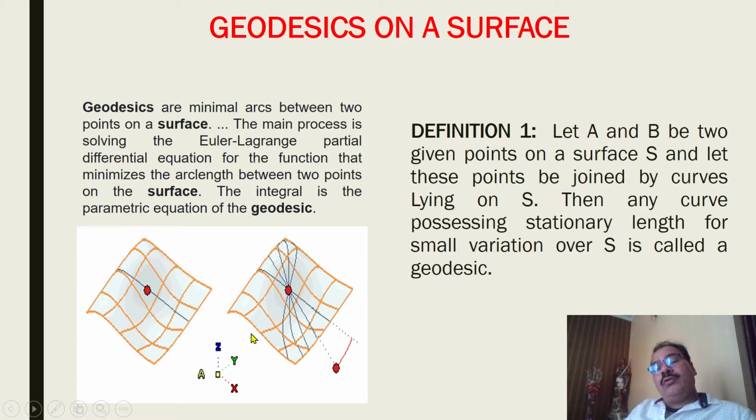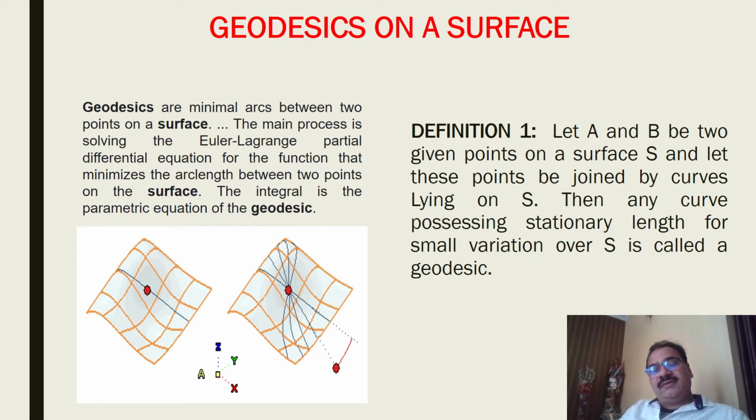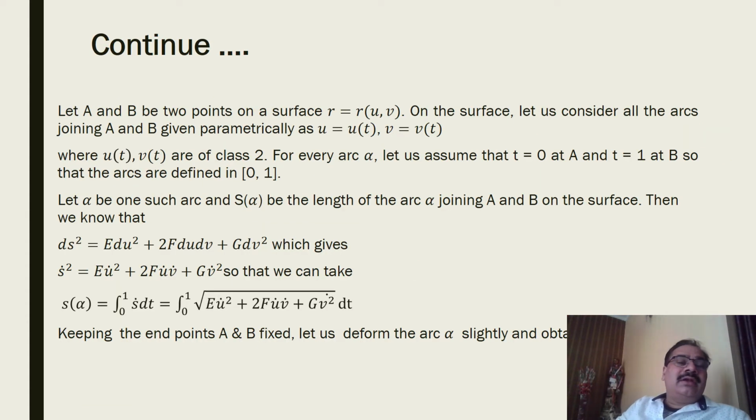Now let us look at how we can interpret this on the surface under differential geometry. Let A and B be two given points on a surface, and let these points be joined by curves lying on the surface. Then any curve having a stationary length for a small variation over S is called a geodesic. So this is the definition of the geodesic under differential geometry.